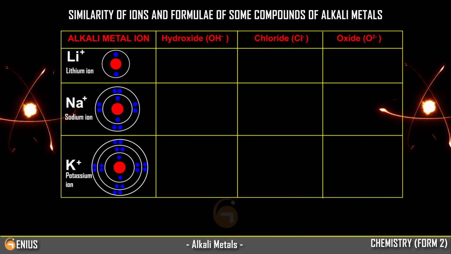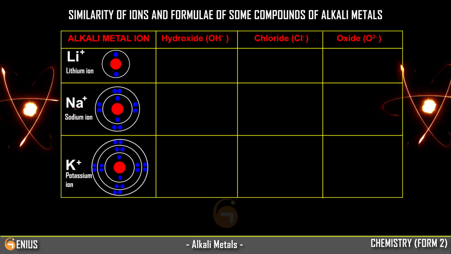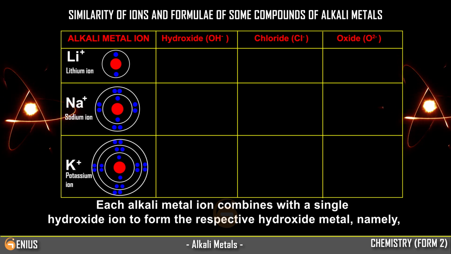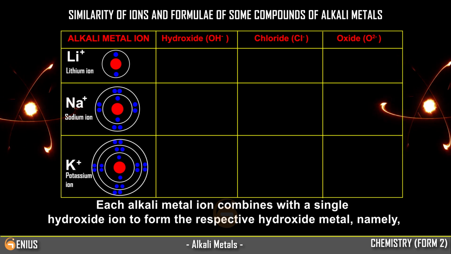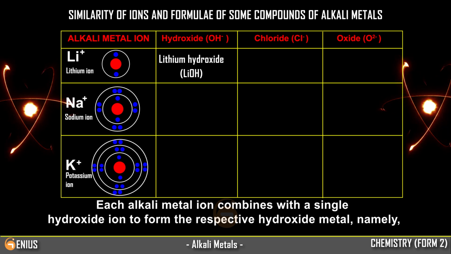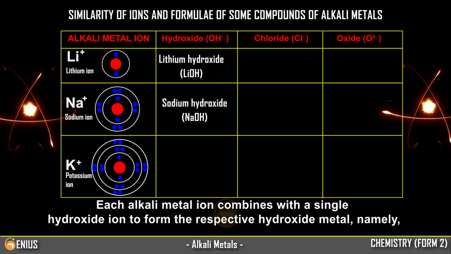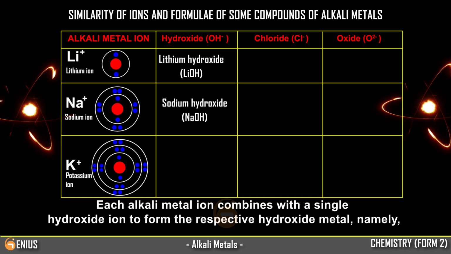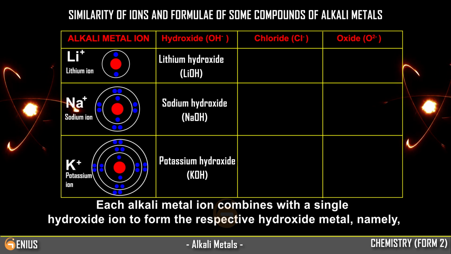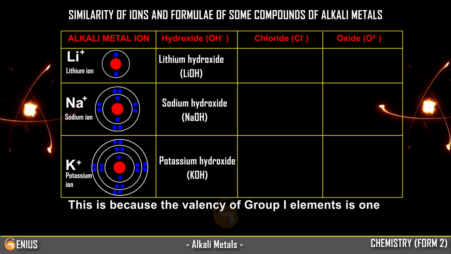Similarity of ions and formulae of some compounds of alkali metals. Each alkali metal ion combines with a single hydroxide ion to form the respective metal hydroxide, namely lithium hydroxide, sodium hydroxide, potassium hydroxide. This is because the valency of group 1 elements is 1.